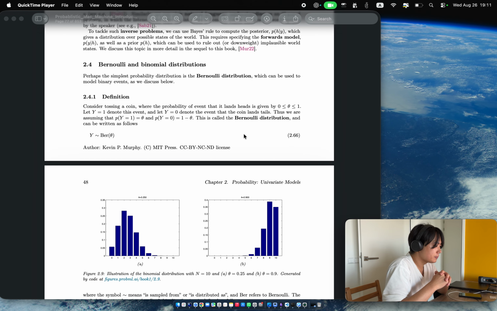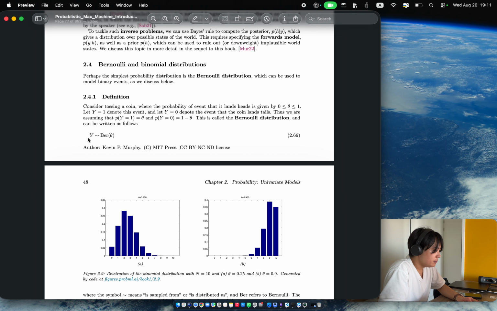So let's say we are tossing a coin. The probability of the event that it lands heads is given by theta, between 0 and 1, and let y equal 1 denote this event, and let y equal 0 denote the event that the coin lands tails. Thus, we are assuming that the probability of y equal 1 is theta, and the probability of y equal 0 is 1 minus theta. And this is called the Bernoulli distribution.